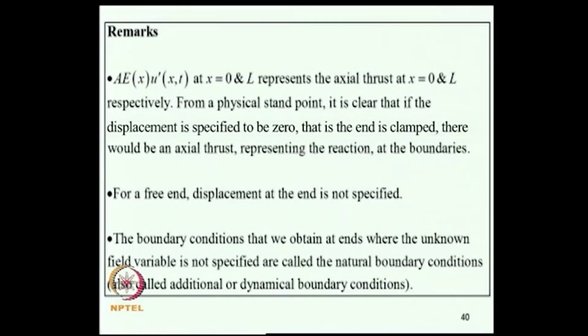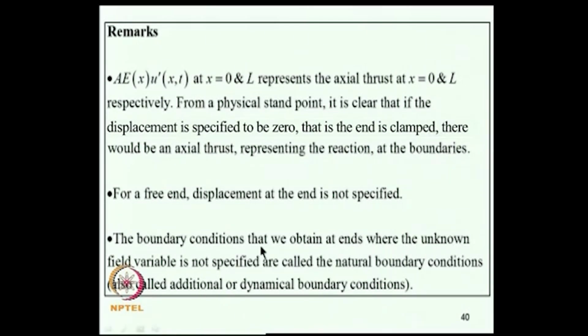So, let us in summary make some remarks. This AE of x u prime of x comma t at x equal to 0 and L represents the axial thrust at x equal to 0 and L respectively. From a physical standpoint, it is clear that if the displacement is specified to be 0, that is the end is clamped, there would be an axial thrust which is a reaction at the boundaries. At a free end, displacement at the end is not specified, therefore there will not be any stress resultants like axial thrust there.